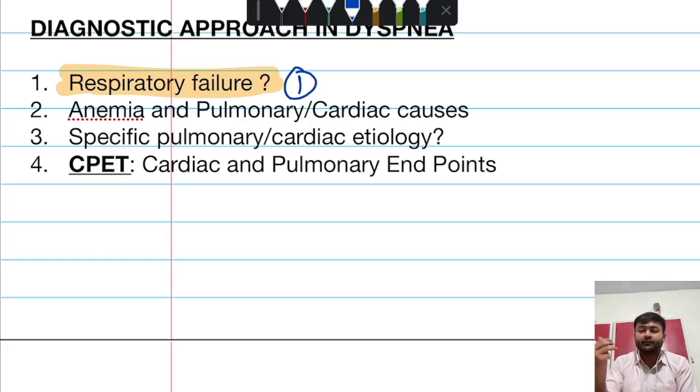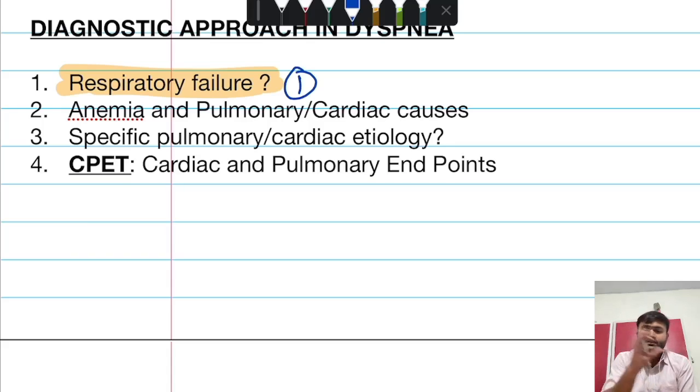So you have to obtain the relevant history, you have to perform a relevant clinical examination, and with that you will be able to identify which area of the respiratory system is being affected, and on that basis you will be able to order specific diagnostic investigations to lead to a specific diagnosis in the particular system. So whether it is asthma or COPD, it can be done on the basis of a meticulous physical examination and history, and also diagnostic evaluation.